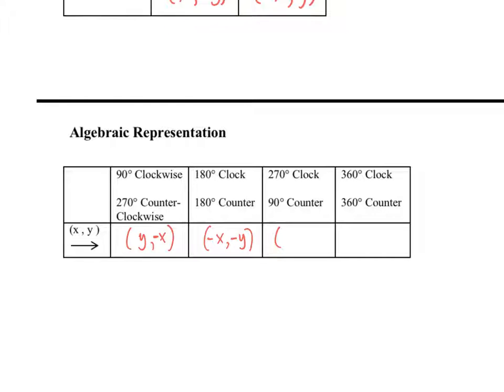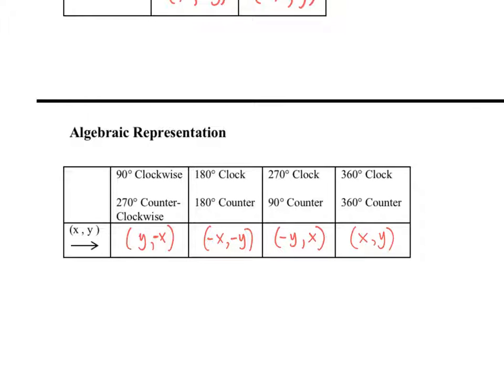And 270 degrees clockwise or 90 degrees counterclockwise. So the 90 degrees clockwise and the 90 degrees counterclockwise, they're related to each other. It's just going a different direction. So we're switching the x and the y, except this time the y changes. So it's negative y comma x. And 360 degrees, if we start with x comma y, it still is x comma y.